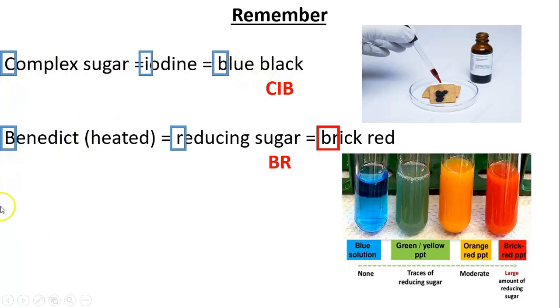Benedict's solution is used to test for reducing sugar, and the result comes in brick red. So Benedict, reducing, BR, and the result is brick red, BR also.